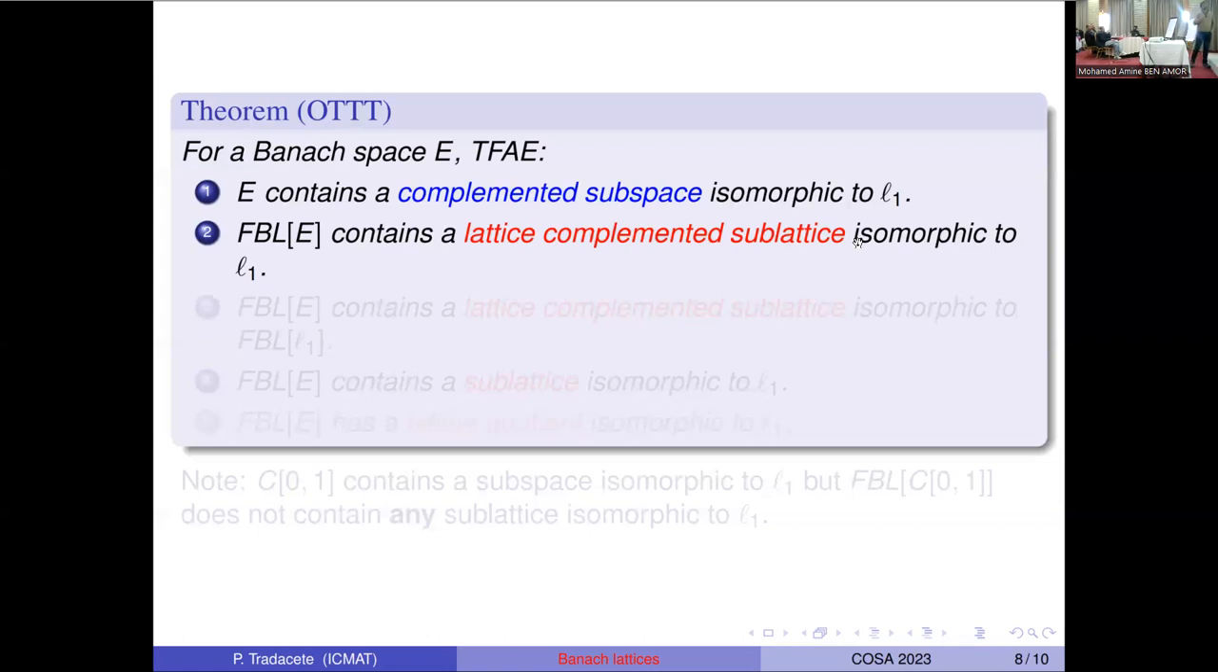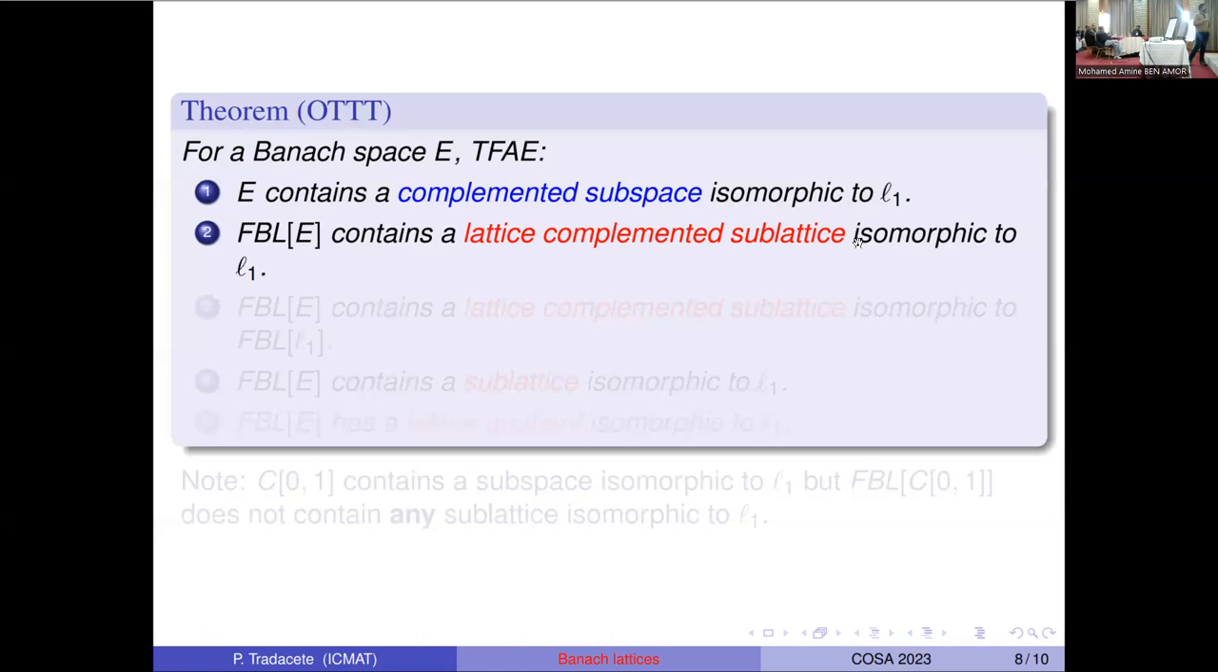So what one can try is to look at what happens with the dual, and for that we have some results. We could characterize when the dual of the free Banach lattice is actually order continuous, right? And that is related to containing copies of L1, containing sublattices or subspaces isomorphic to L1, or more precisely, not containing them. So this is the theorem.